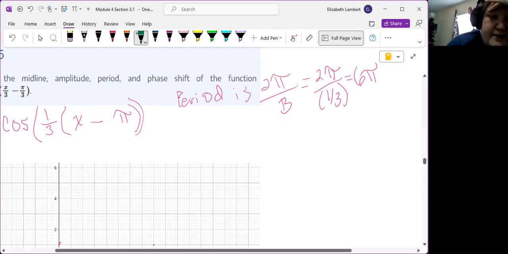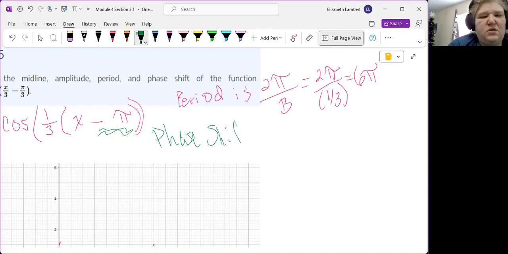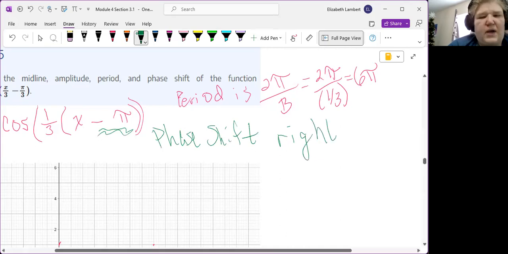Then we have the minus pi here. So inside lies. So instead of, it looks like it should go negative, so it's going to go positive. So this is going to go right pi. So our phase shift is right pi radians.